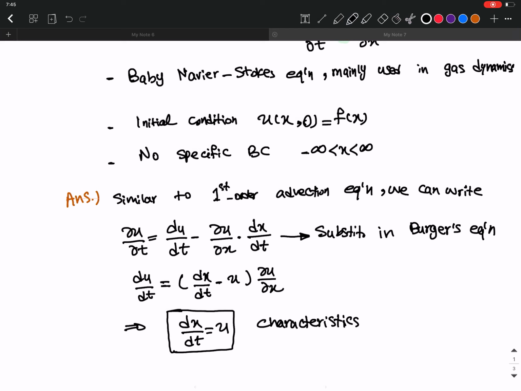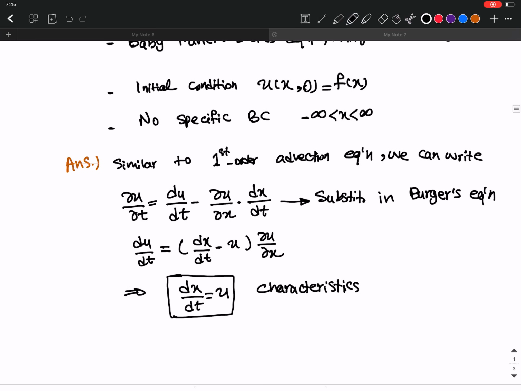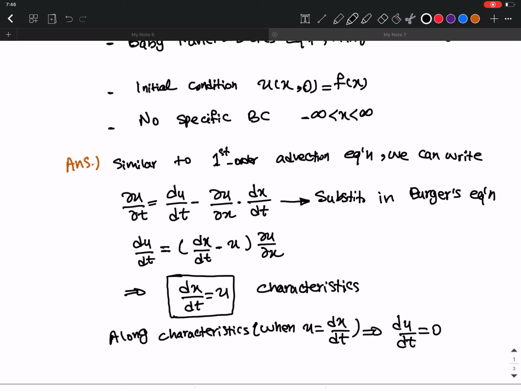So this is the characteristics for this equation, and as you can see, along these characteristics, we can say when u equals dx over dt, then du over dt is gonna be 0, right? So along these characteristics, du over dt is gonna be 0.